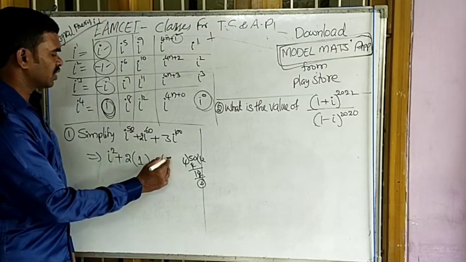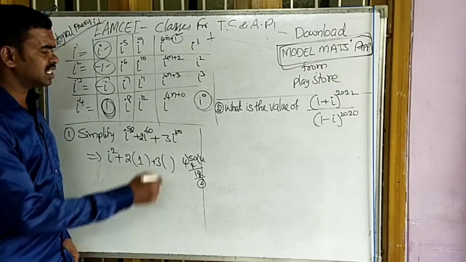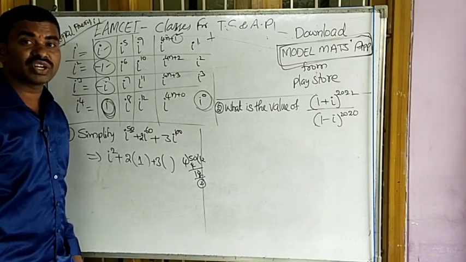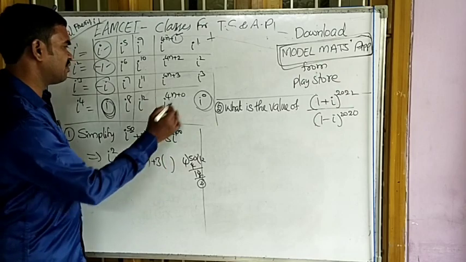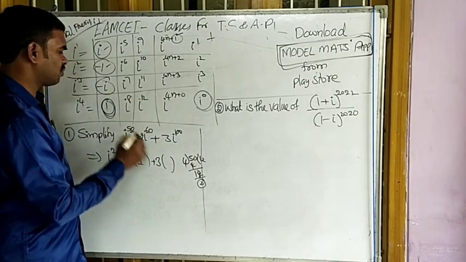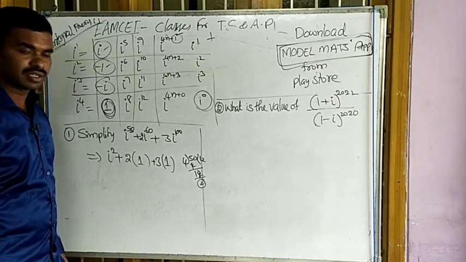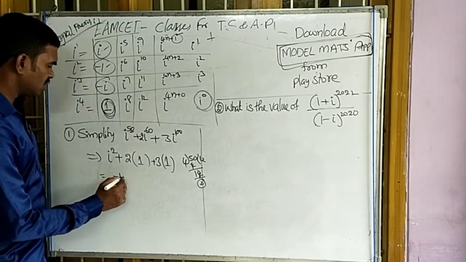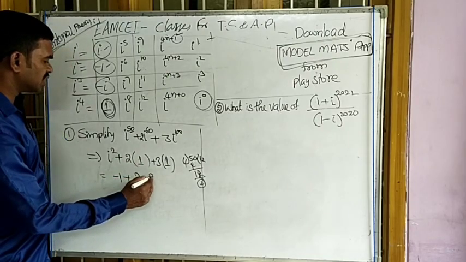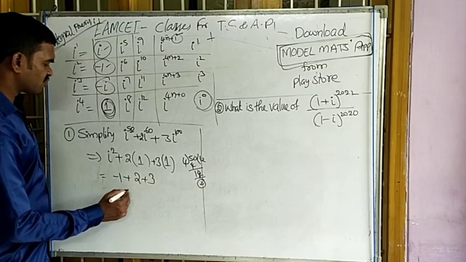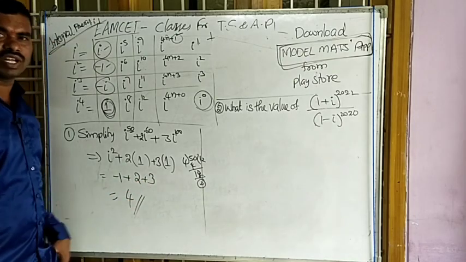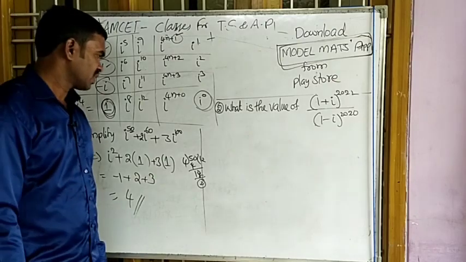Plus 3 into... Here also i to the power 100, is it a 4 multiple? 4 into 25 is 100. So if the power is a 4 multiple, we write 1. So that's it. i squared means minus 1, plus 2 into 1, plus 3 into 1. 3 plus 2 minus 1, 4 is the answer. Got it? Very simple.